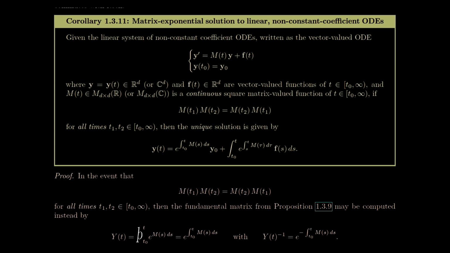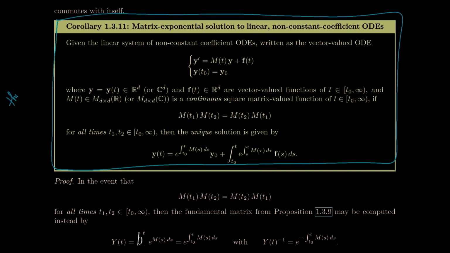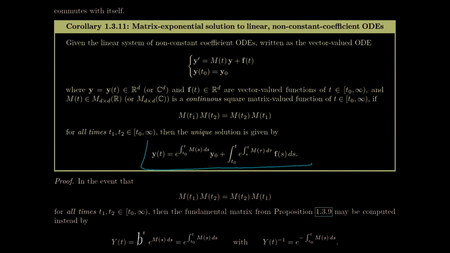Instead, we have the following corollary. This is what you should study. This is the useful result. It's this corollary: we can actually find a solution using the matrix exponential of an integral. So my fundamental matrix has reduced to a matrix exponential of an integral. It's e to the integral of a matrix, and that's going to be my fundamental matrix.